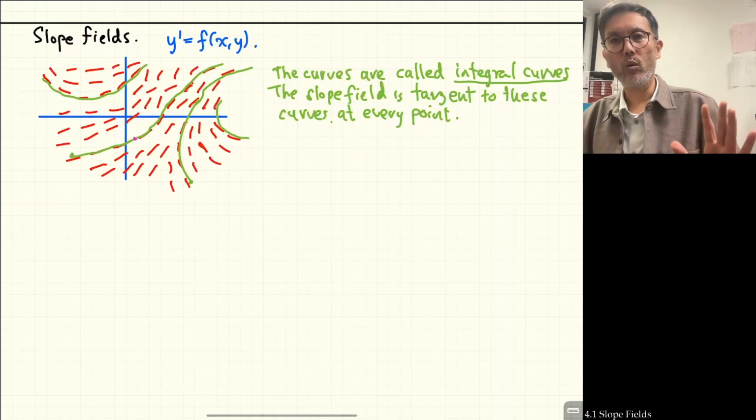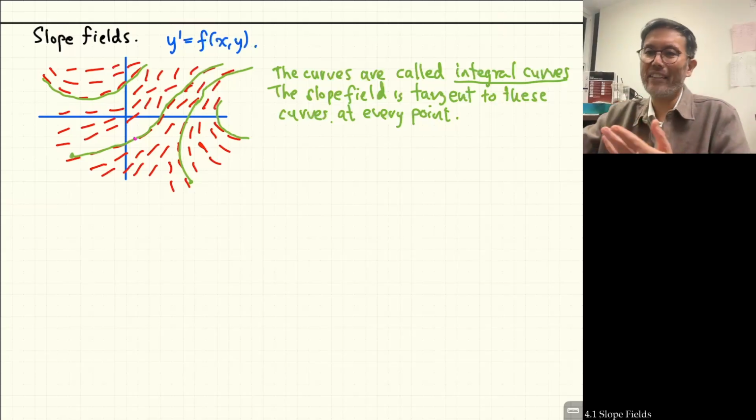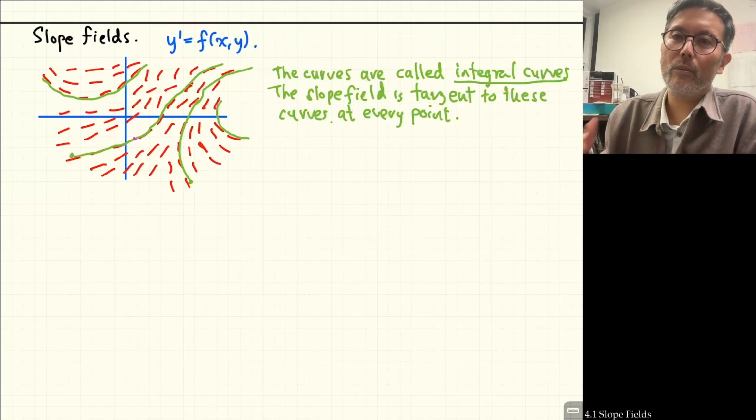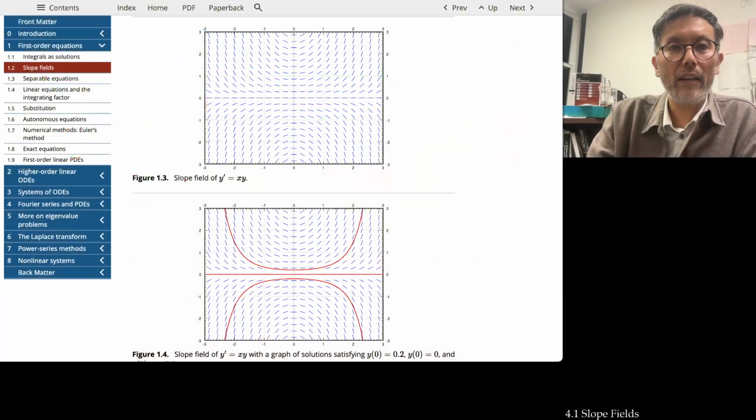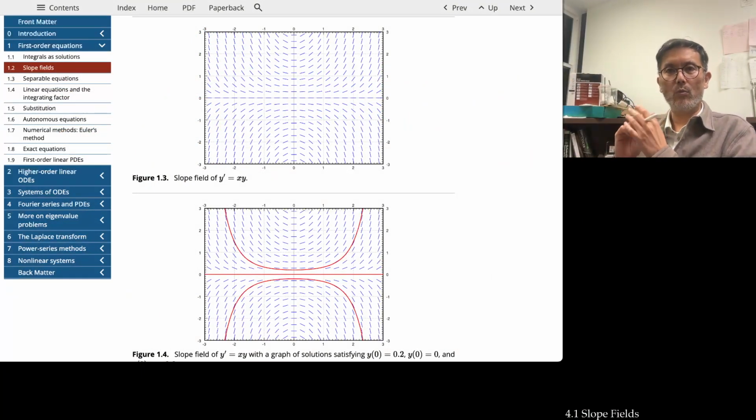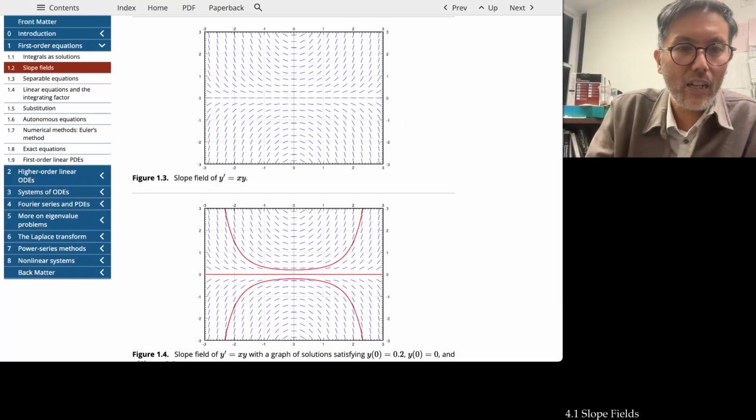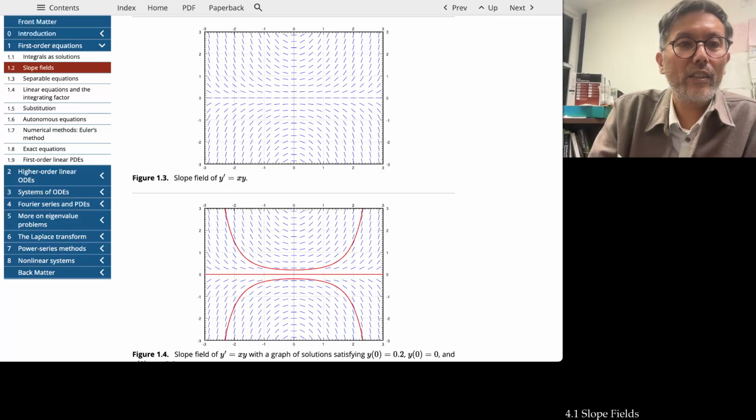Okay, cool. Now again, this is a very crude picture because, you know, I'm a human being here. But we can look at an example from the textbook, which is much more systematically constructed and quite lovely, okay? So this is the slope field y prime equals xy. Very lovely.